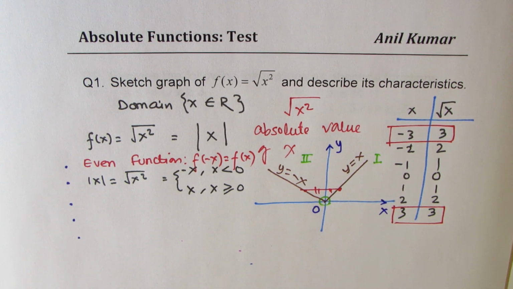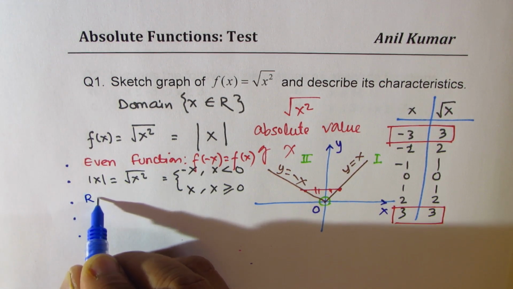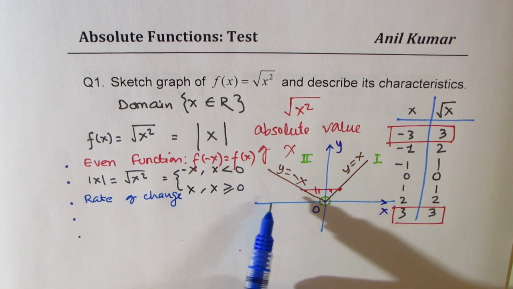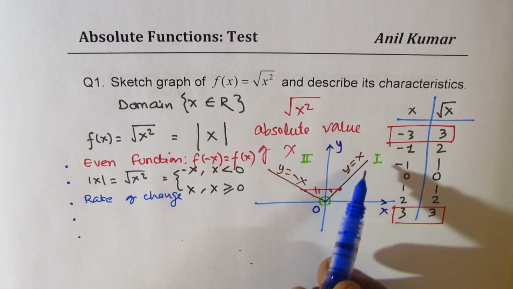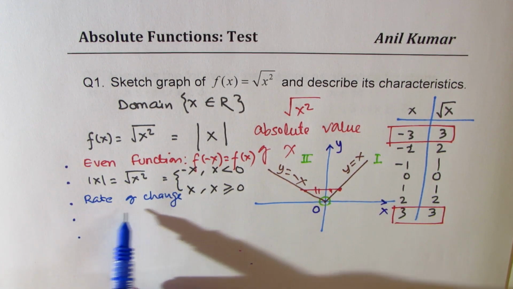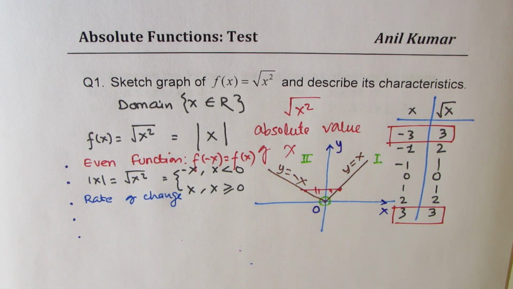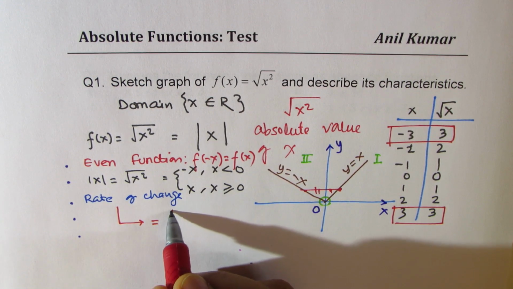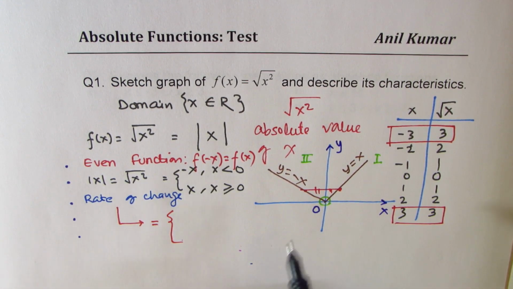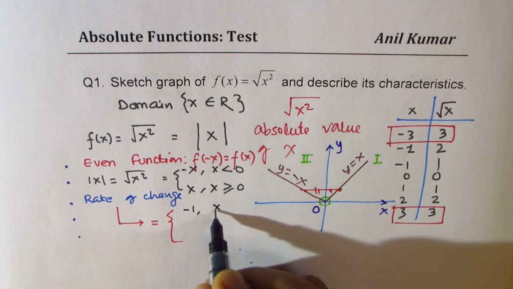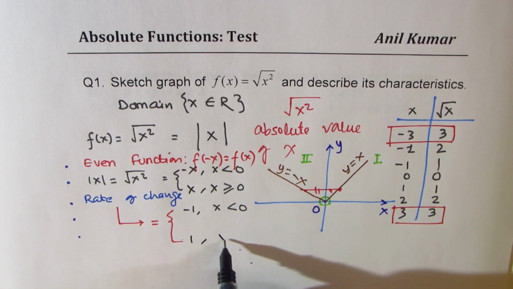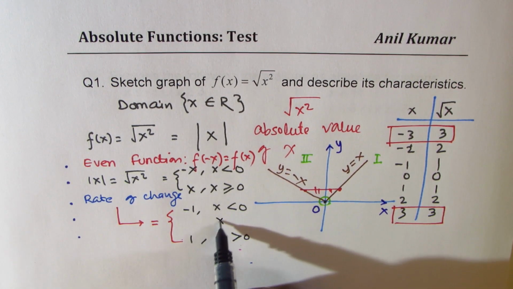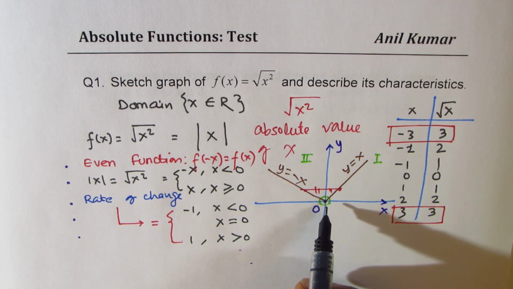Now another important property of this function is rate of change. As you can see, it is either -1 or +1. So rate of change is something which we should discuss. Rate of change could be what? Very interesting. It is -1 when x is less than 0 and it's +1 when x is greater than 0. Well, what happens at x equals to 0? At x equals to 0, what is the rate of change of this function?